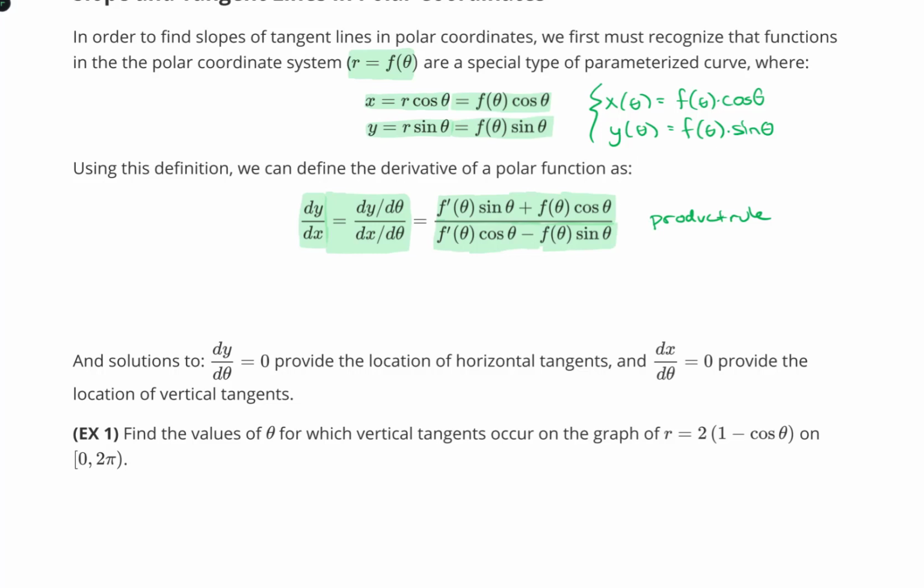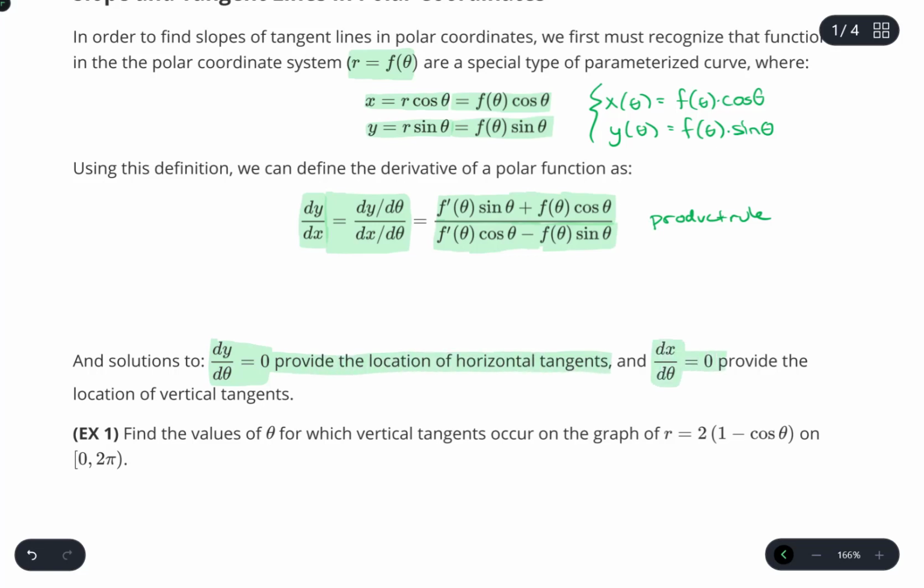And this works for finding derivatives of polar functions, and it works exactly as we expect. So solutions to dy d theta equal to 0 would provide the location of horizontal tangents, and solutions to dx d theta equals 0 provide the location of vertical tangents. And of course, polar graphs are very circular in nature, and so they have lots of potential places for both horizontal and vertical tangents.